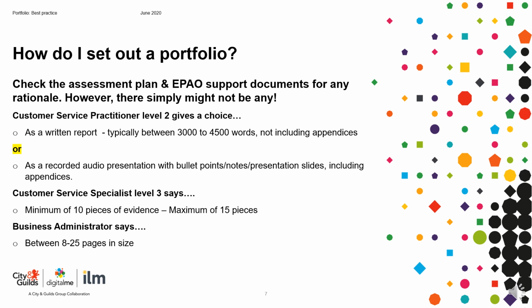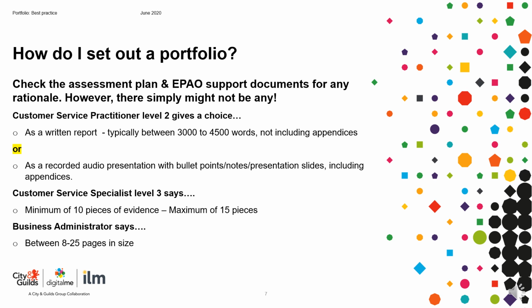Each standard may have a different requirement of how to set out a portfolio. Often, there is not a one-rule-fits-all scenario. Some standards will state their recommendations within the assessment plan or within City & Guilds guidance support documents. Three examples of this are the Customer Service Practitioner Level 2, the Customer Service Specialist Level 3, and finally the Business Administrator Level 3 standards.